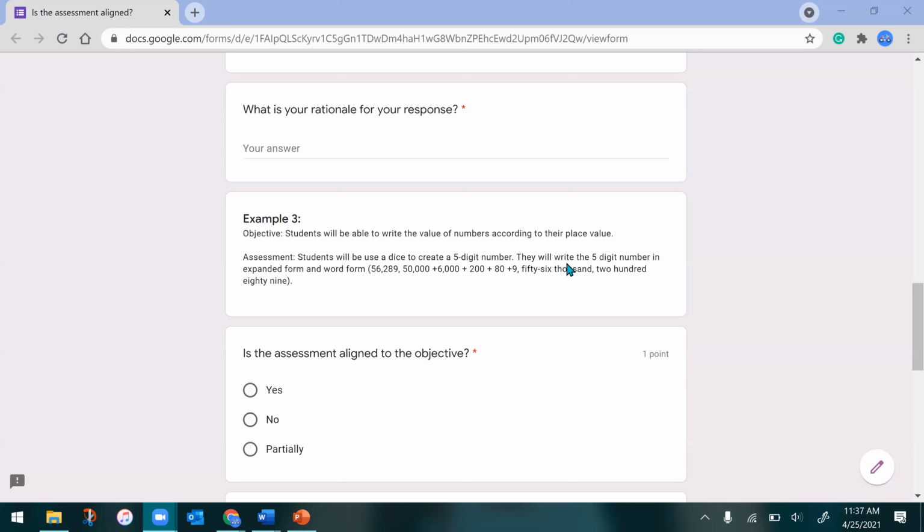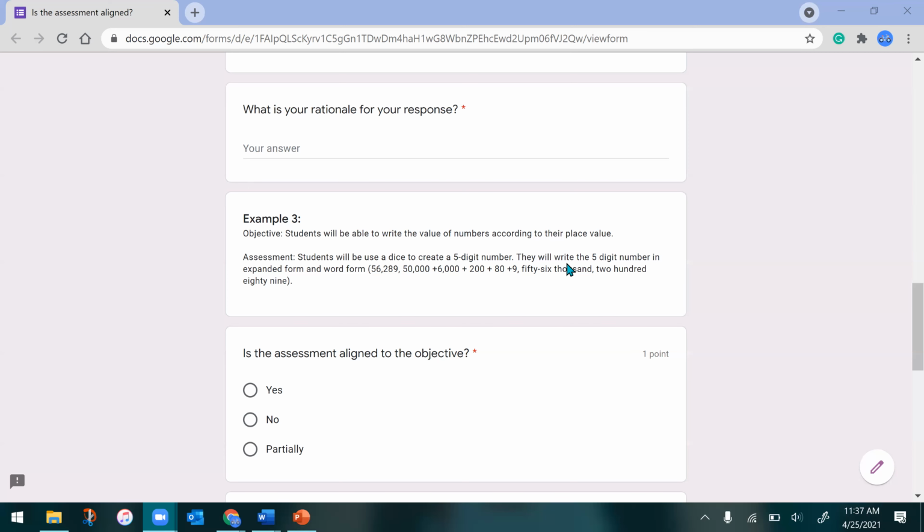For example, if I took the number 56,289, I could underline one of the digits and ask, what is the value of the 6 in 56,289? And that would be more aligned to the objective. So on this one, I would give this a partially aligned and either refine the assessment to only include expanded form, or refine the objective to include both expanded and word form, or be a little more specific in your objective.